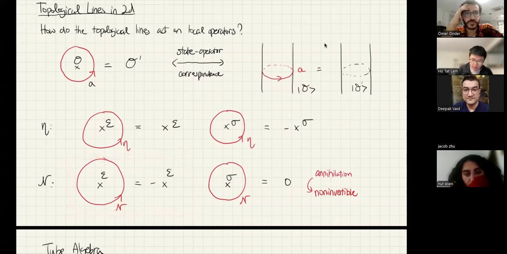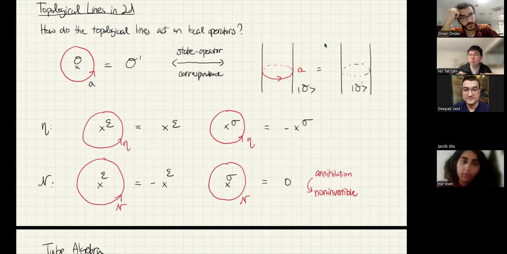But most interestingly, if you surround the spin operator with this N line, you actually get 0. That means, by the state-operator correspondence, that this N line on the cylinder will annihilate the state corresponding to sigma. Because this operator annihilates the state, this is a non-invertible action. So it's a non-invertible operator. That's another way to see that this N line is associated with what's called non-invertible symmetries. Okay.